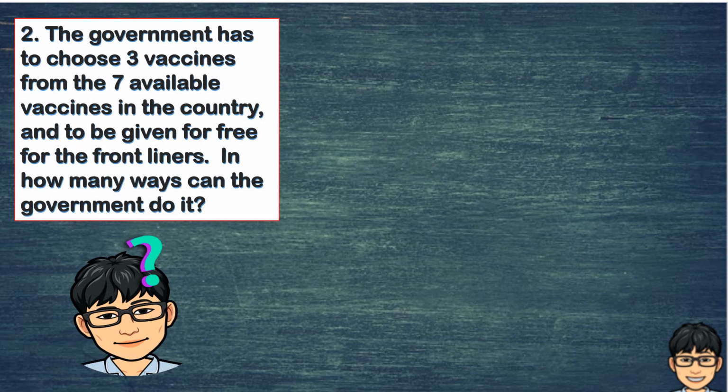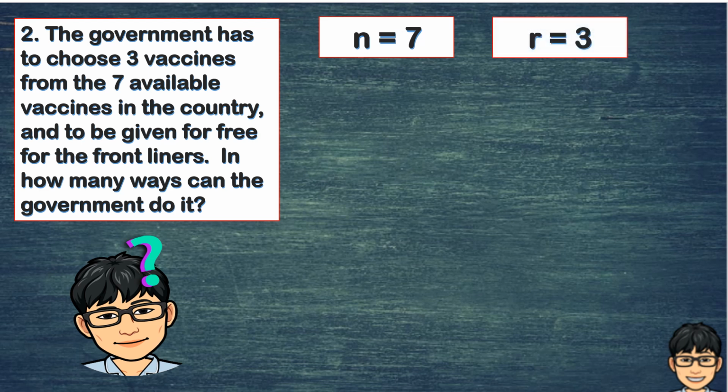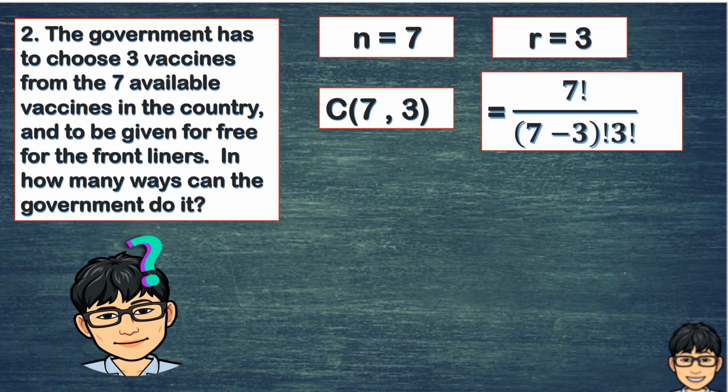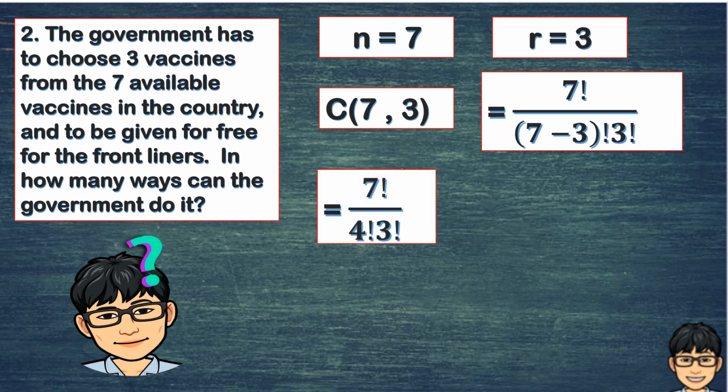Since we have 7 available vaccines, ang N natin is equal to 7 at ang R natin is equal to 3 dahil 3 lang ang pipiliin ng gobyerno. Therefore, we have 7 select 3 and that is equal to 7 factorial over the quantity of 7 minus 3 factorial times 3 factorial, which is also equal to 7 factorial over 4 factorial times 3 factorial.